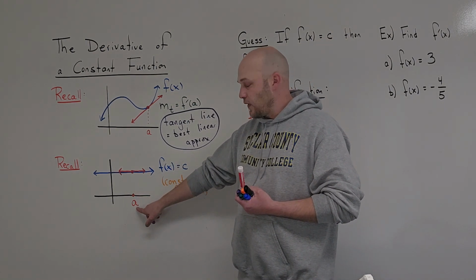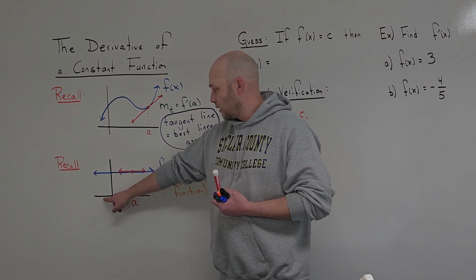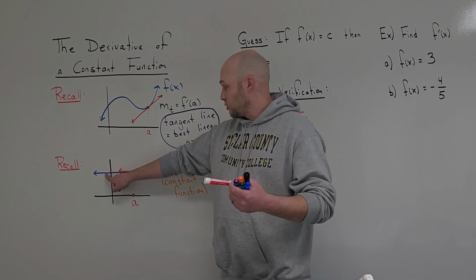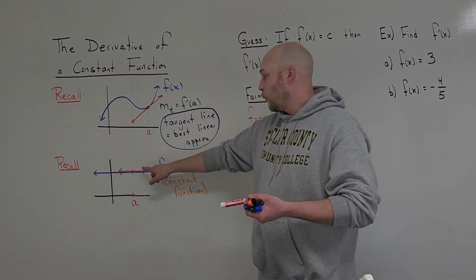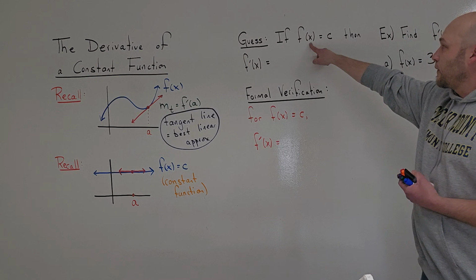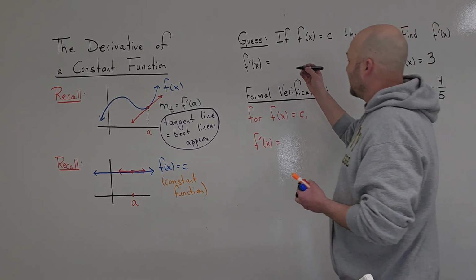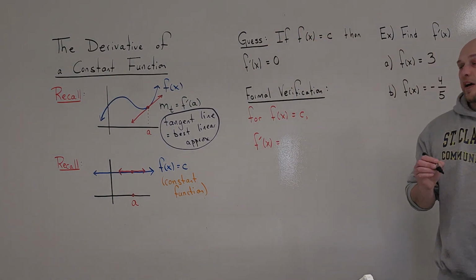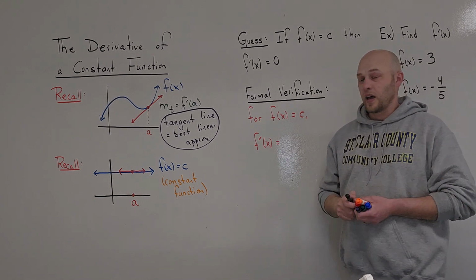But the a value was arbitrary. If I was to slide the a value over here, the point on the graph would be here. Best straight line approximation would be a horizontal line, all the way along here. So let's make a guess that if a function is equal to c, then its derivative certainly seems to be 0. Let's verify that though. Let's look at the formal verification of that sort of educated guess.